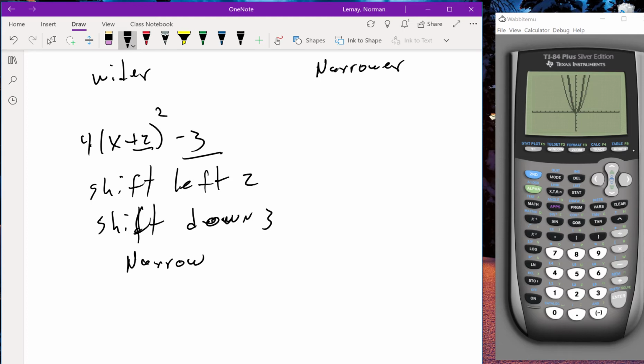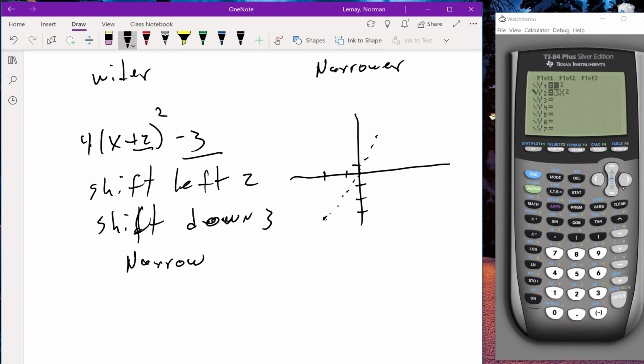Okay, so let's take a look, see real quick. So let's just sketch this out. So go over 2, 1, 2, go up 3 or down 3, 1, 2, 3. Okay, so technically our graph would probably look something like this. And I'm claiming that we should end up with a graph that's narrower. It should look something like that.